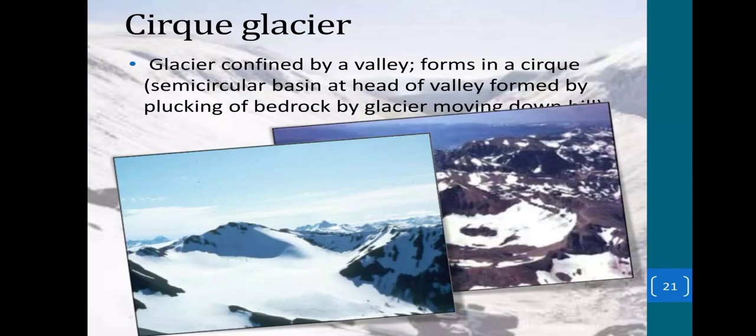Then let us proceed to the next form of alpine glacier, which is the cirque glacier. The glacier confined by a valley forms in a cirque or semicircular basin at the head of a valley, formed by plucking of bedrock by glacier movement or moving downward. So this is also the illustration of the cirque or circular basin glacier.